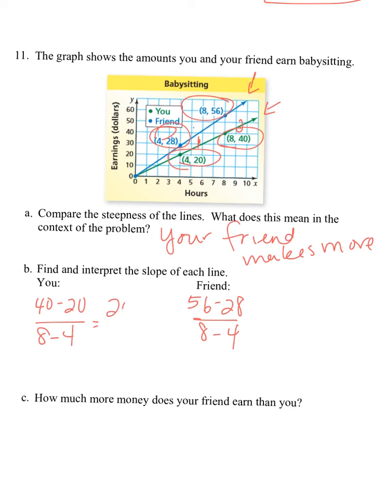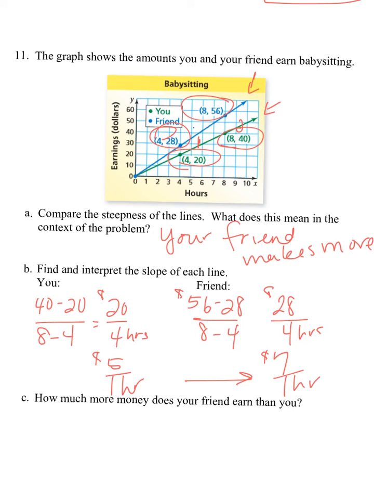So for this one, you have 20 over 4. So $20 for every 4 hours. Here it is going to be 28. So $28 for every 4 hours. Reduce it and you make $5 an hour. Your friend makes $7 an hour. So how much more money does your friend earn than you earn? Well, you can see that here your friend earns 7, you earn 5, so $2 more an hour.